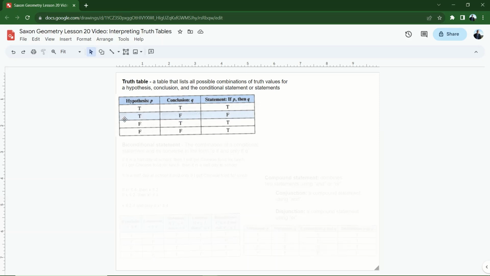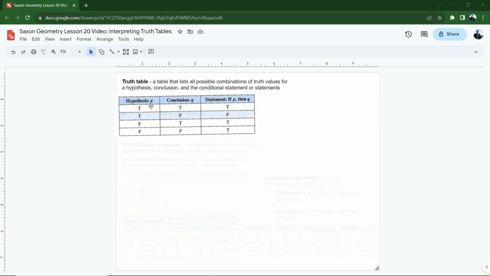That one's special. Notice it's highlighted in blue. A false hypothesis with a true conclusion, or a false hypothesis with a false conclusion. All four of these are possibilities, and these are the only four possibilities of combinations of true and false between my hypothesis and conclusion, or statement P and statement Q. Now, I want you to think about this for a minute. If my hypothesis is true in my statement and my conclusion is true, I have a true conditional statement.